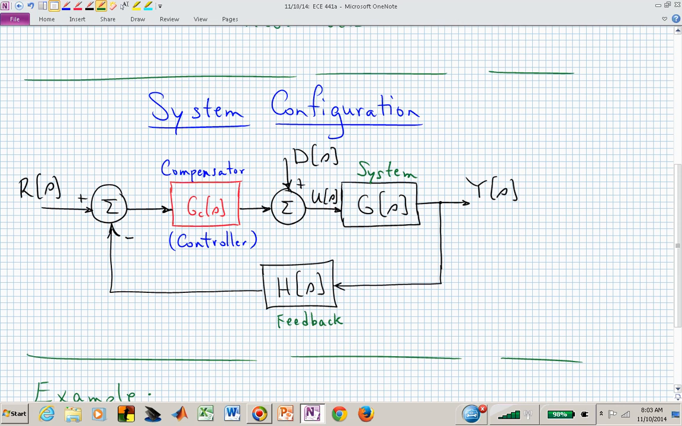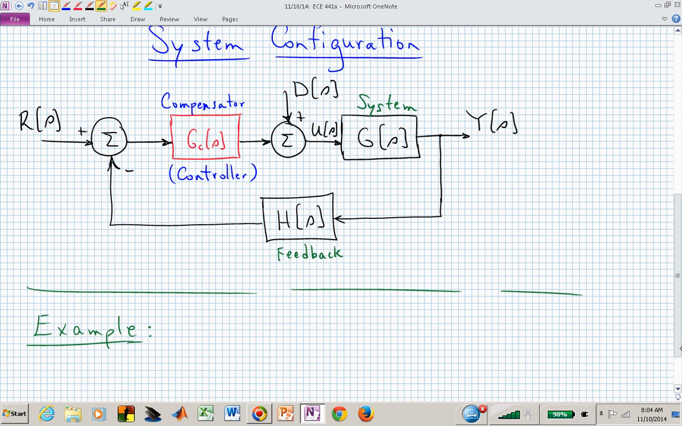And this is where I have jokingly said we pull out our shakers. We now go into the cabinet and we get our pole shaker and our zero shaker, and we start sprinkling those onto the S-plane in a pattern that will provide us with a closed-loop system behavior that we like better.